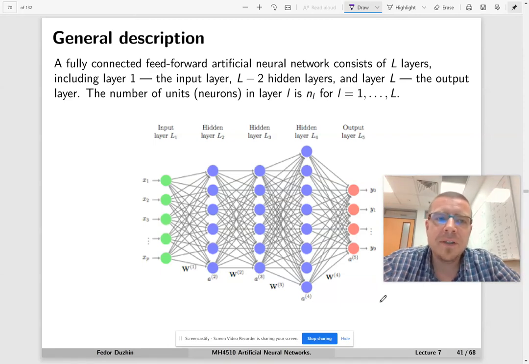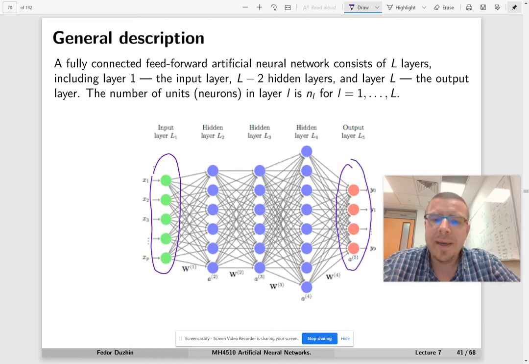Okay, let us revisit the whole construction. So we are defining a fully connected feed-forward artificial neural network. It consists of L layers. Among them, we have the input layer, the output layer, and L-2 hidden layers.